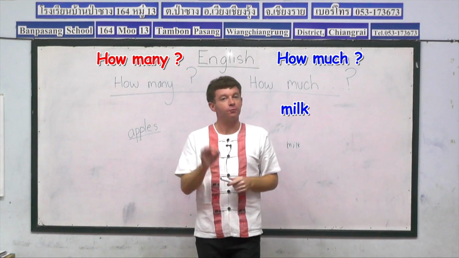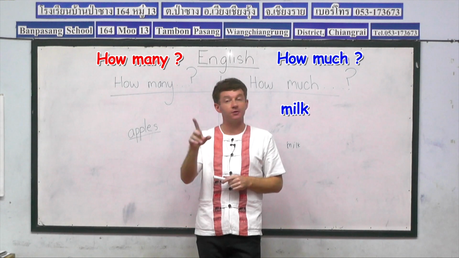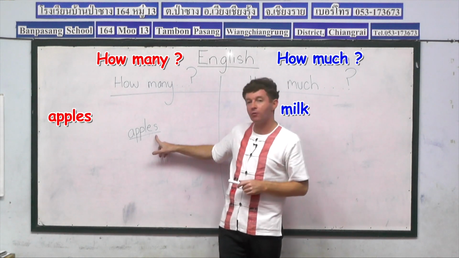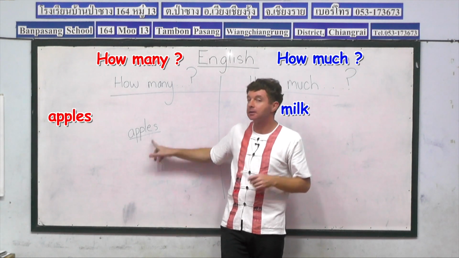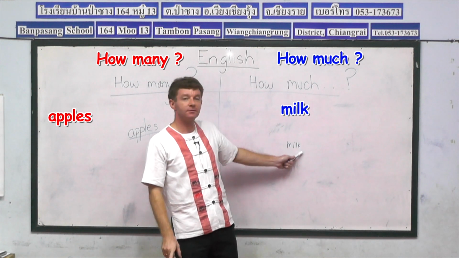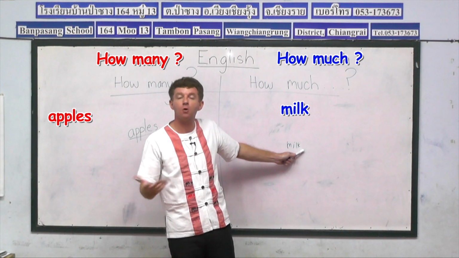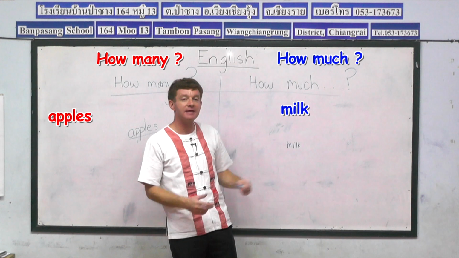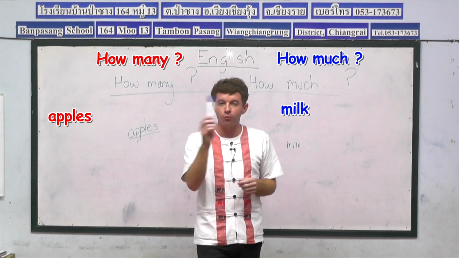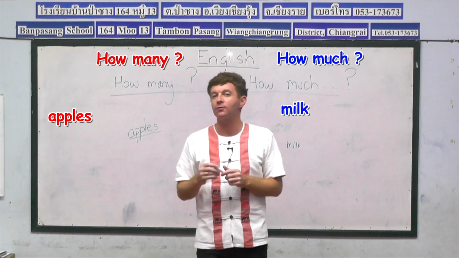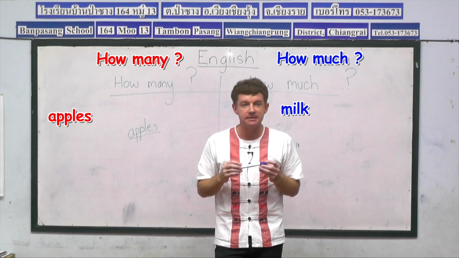So notice, with countable nouns, when we ask the question, we use the plural form, apples. Uncountable nouns, they don't have a plural form because they're not countable. They will never have the S on the end. Let's do one more of each for our students to understand more. So let's see who can go next.